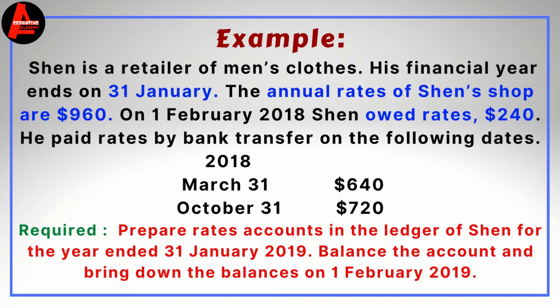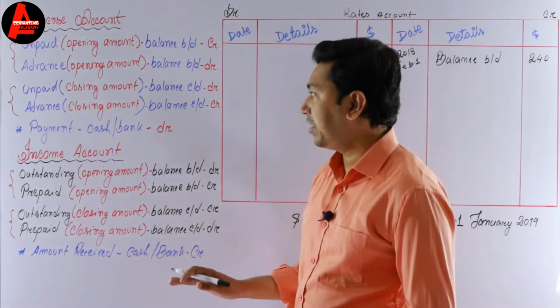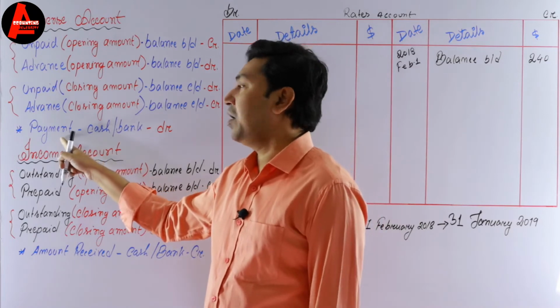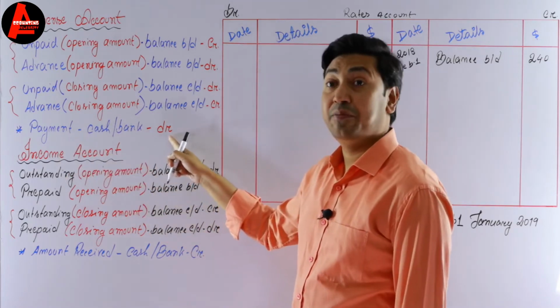Now have a look at the question once again. He paid rates by bank transfer on the following dates. What is written there? 2018 March 31st $640 and October 31st $720. So look here, we already know that all payments will be on the debit side.